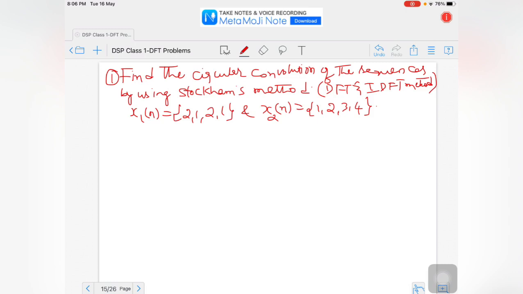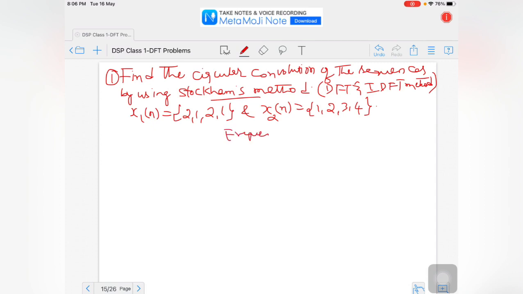Today I am going to discuss circular convolution method problems, especially Stockham's method or the DFT-IDFT method. Let us consider the problem. Find the circular convolution of the sequences by using Stockham's method or DFT and IDFT method. The given sequences are x1 of n equal to 2, 1, 2, 1 and x2 of n equal to 1, 2, 3, 4.